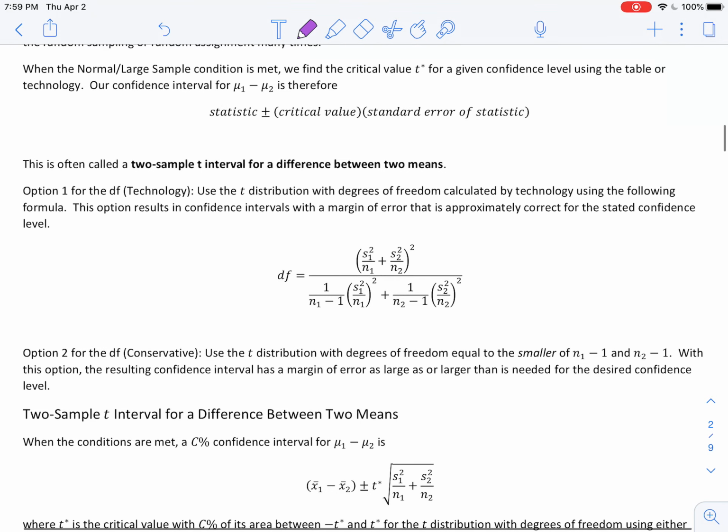So as long as the normal / large sample condition is met, we can find the critical value t star for our given confidence level using either the table we talked about or the technology.